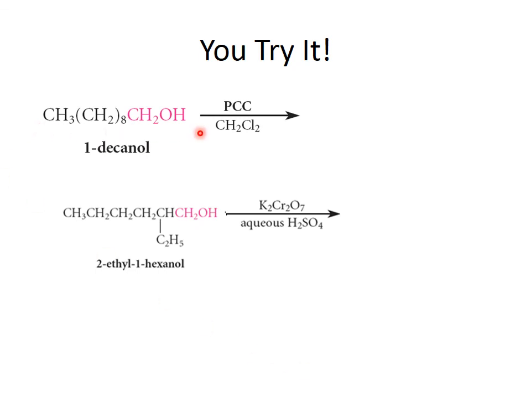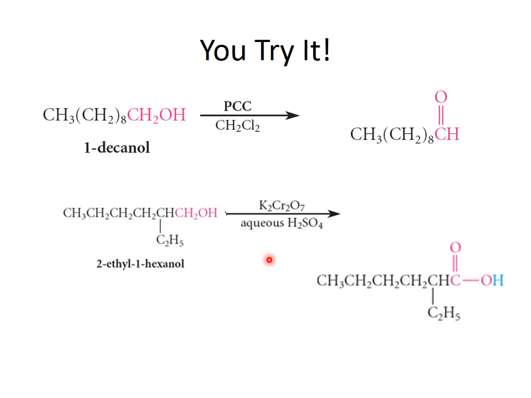Here we have a primary alcohol being treated with PCC. What do we get as a product? The product here will be an aldehyde. Here we have a primary alcohol, and we're treating it with chromium with an acid. Chromium with an acid will give carboxylic acid. It oxidizes it all the way down as far as it can go to the carboxylic acid.